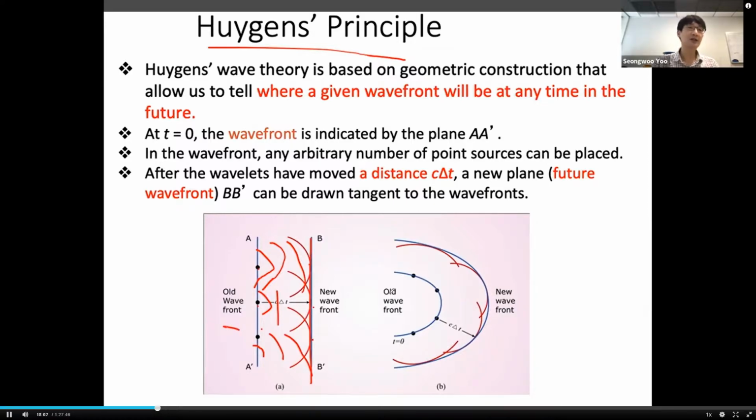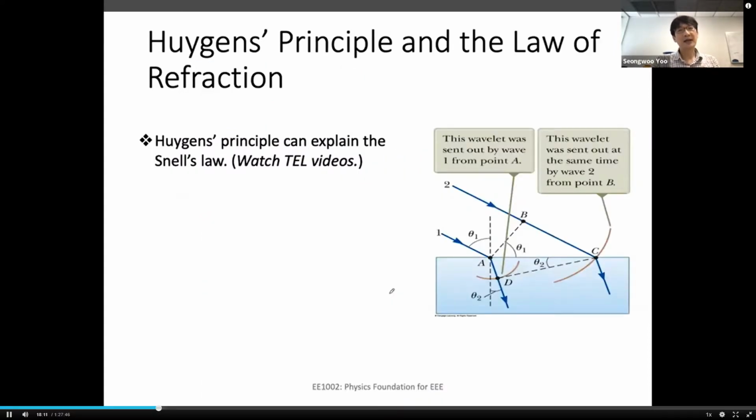All right, so this looks very obvious, and it seems not to have much meaning. But this Huygens principle actually explains the refraction and the reflection. And for the refraction, it's already explained in the LAMS videos. So please go and watch how we can derive this Snell's law with the Huygens principle, or using the wave optics.